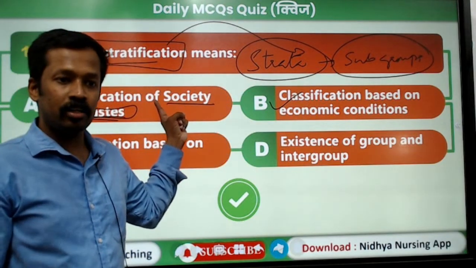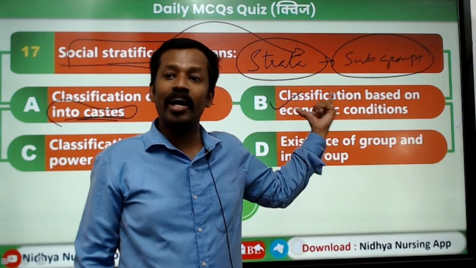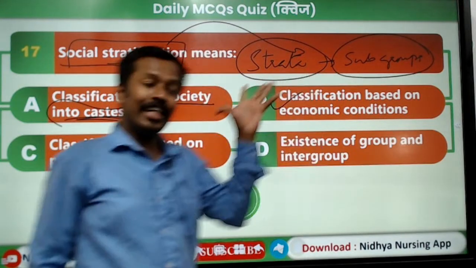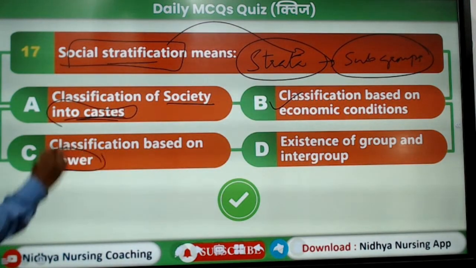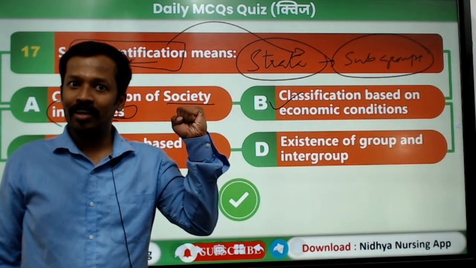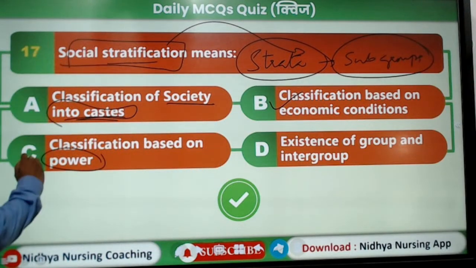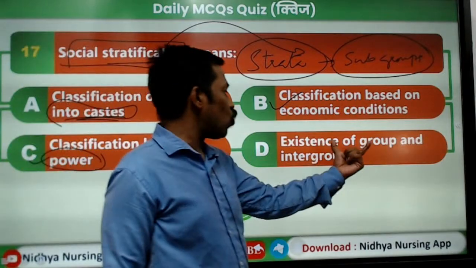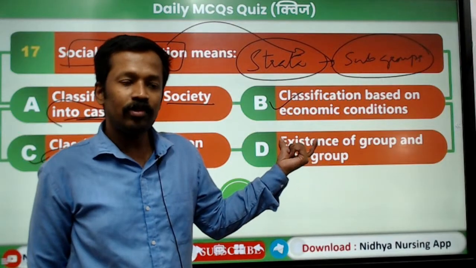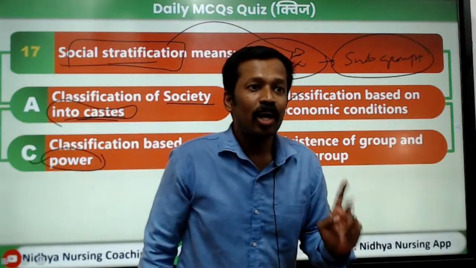Classification based on power, political power. Does it exist or not? It exists too. Existence of group and intergroup: does it exist or not? It exists too. So every answer is right, but one is more common. What is that? Yeah, caste stratification.